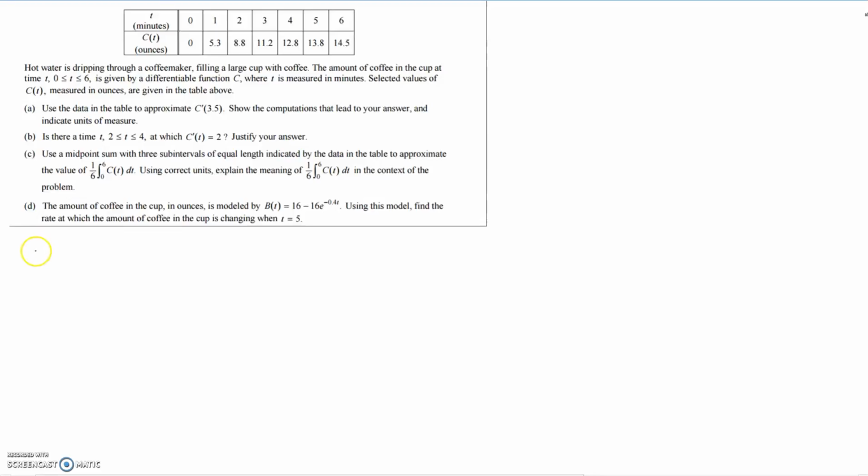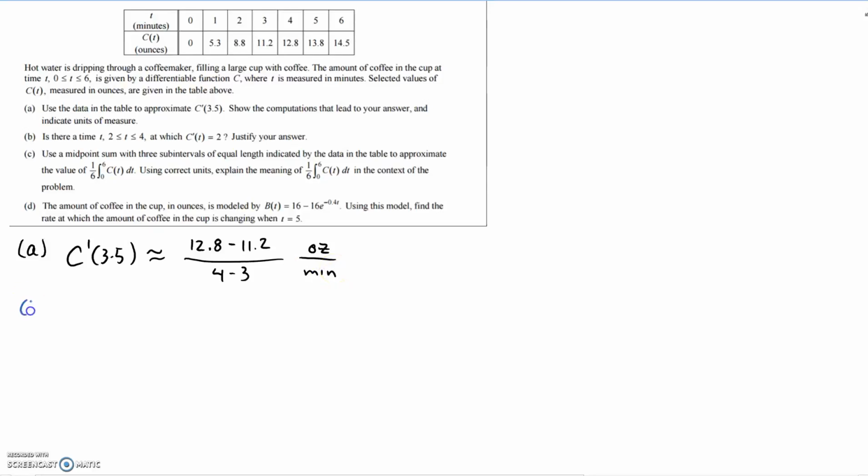So we're going to approximate C prime of 3.5. We're going to approximate the slope of a tangent using the slope of a secant. So C of 4, which is 12.8, minus C of 3, which is 11.2, over 4 minus 3. This is free response, so we don't have to simplify. Part A also asks us to indicate the units. So the units on top are the units for C, which is ounces, and the units on bottom are the units of time, which is minutes.